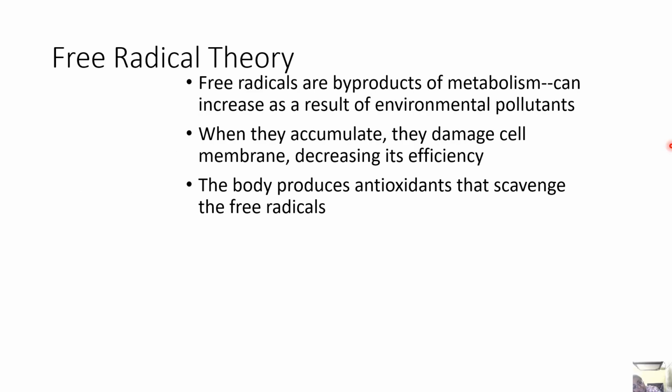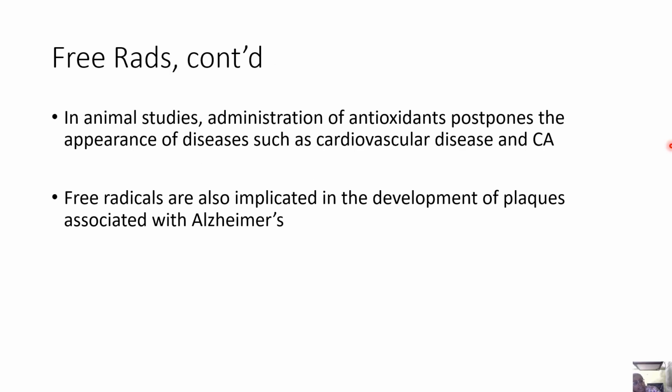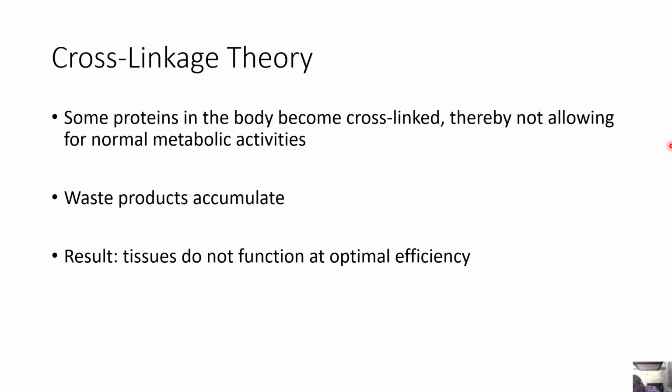Now, free radicals are byproducts of metabolism and can increase as a result of environmental pollutants. When they accumulate, they damage the cell membrane, decreasing its efficiency, and the body produces antioxidants that scavenge the free radicals. In animal studies, administration of antioxidants postpones the appearance of diseases such as cardiovascular disease. And so, free radicals are also implicated in the development of plaques associated with Alzheimer's.